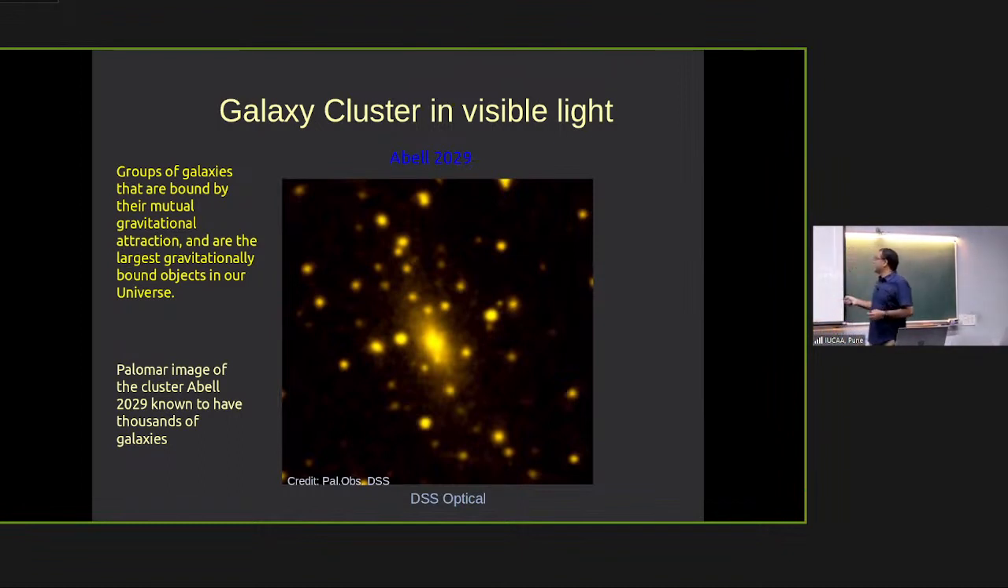So in visible light, what you see is the different galaxies, the central galaxy, and then the large number of other galaxies that are part of this cluster.